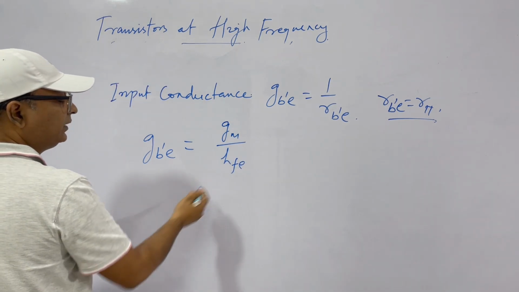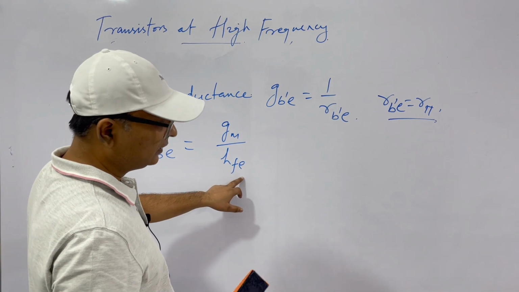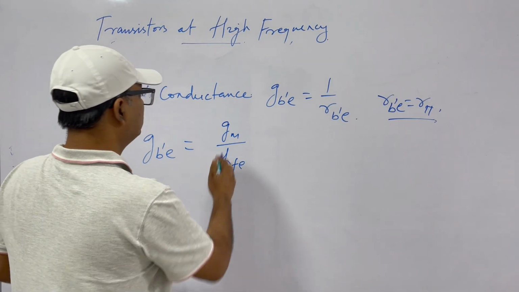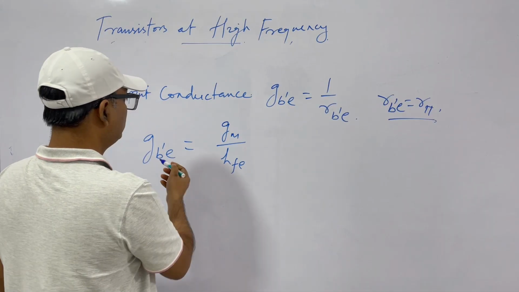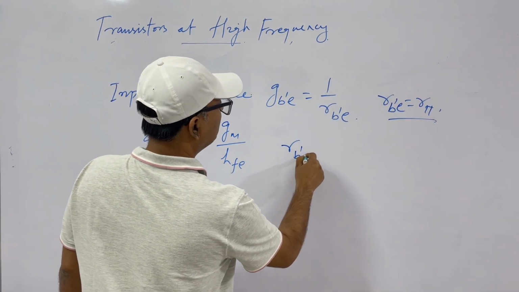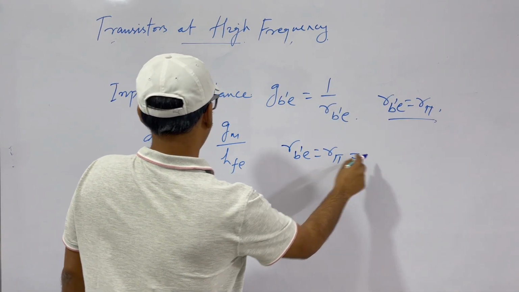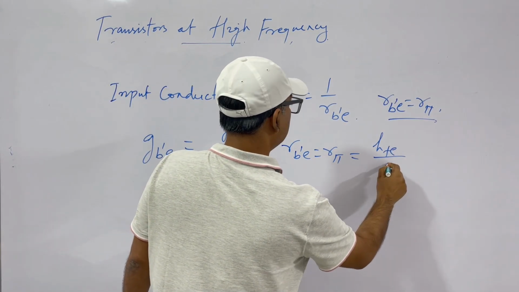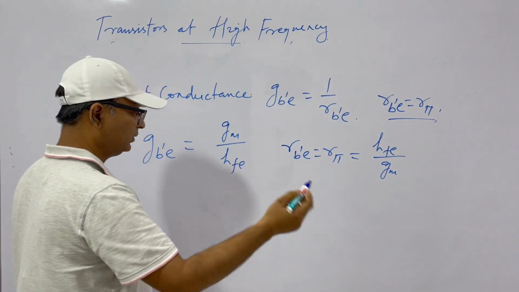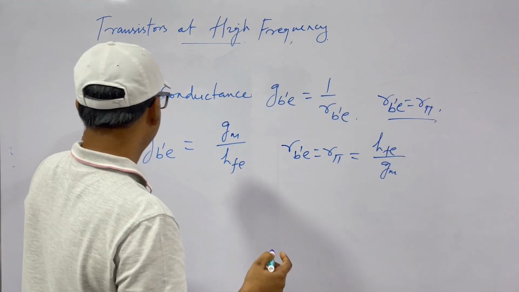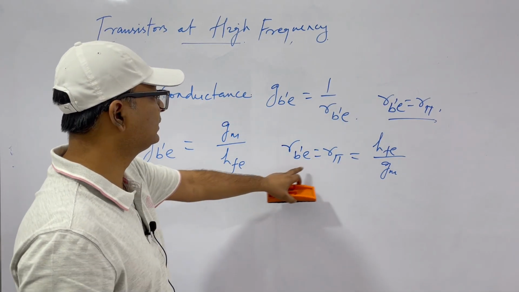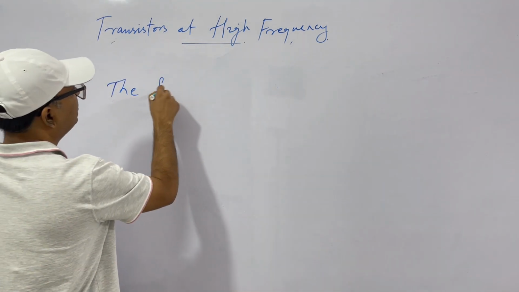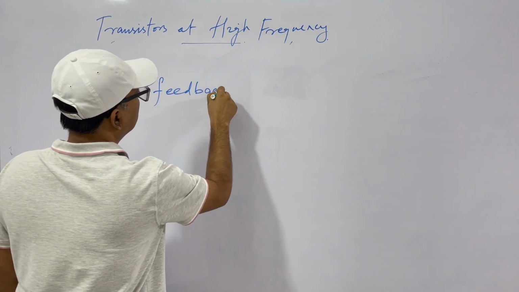You know what is HFE? The forward transfer ratio in case of CE, common emitter. So this is GM by HFE. So RB'E, that is R pi, is equal to just the inverse of this, that is HFE by GM. What is GM? I just told you GM. So GB'E, RB'E, R pi, this. So write it down. The feedback conductance.